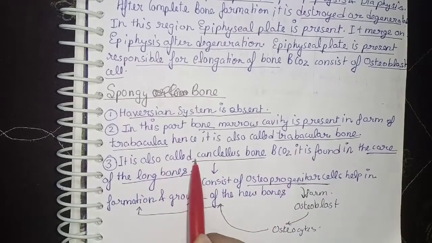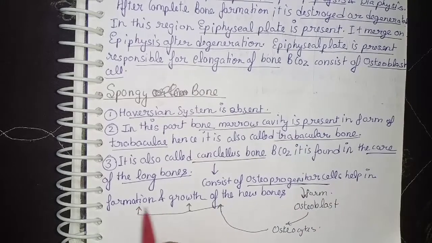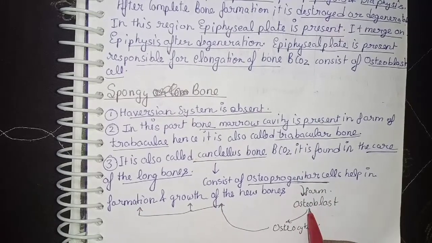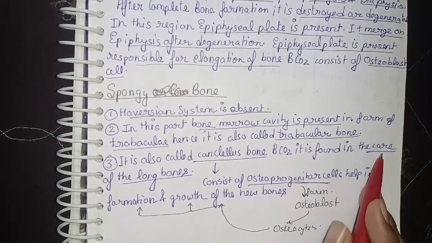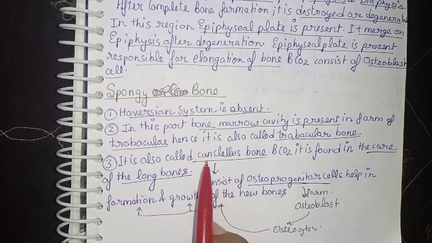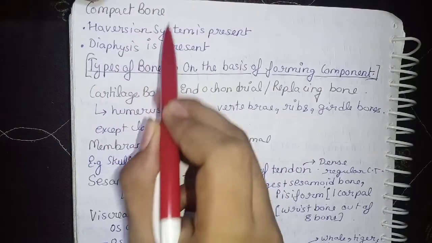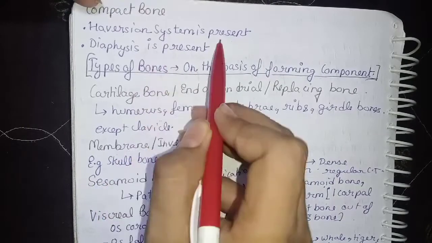It is also called cancellous bone, which consists of osteoprogenitor cells that help in the formation and growth of new bone, from osteoblast to osteocytes, because it is found in the core of long bone. That's why it is called cancellous bone. Now coming to compact bone. In compact bone, the Haversian system is present, and diaphysis is present.